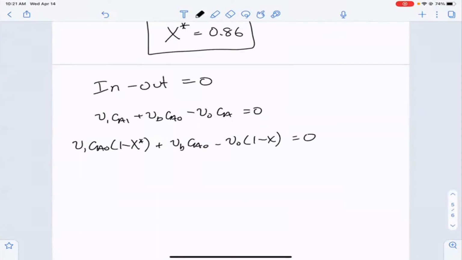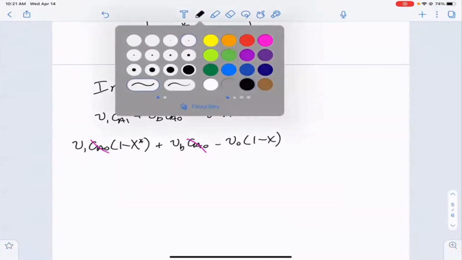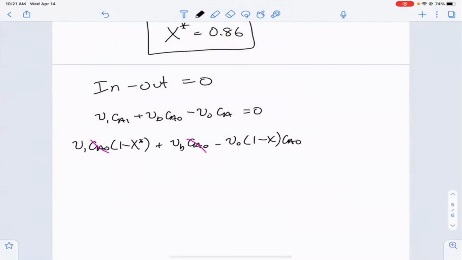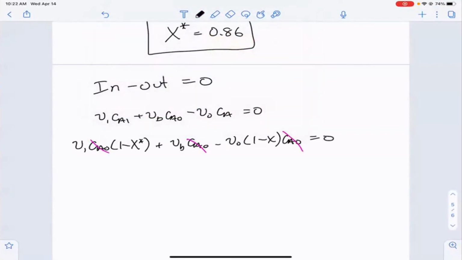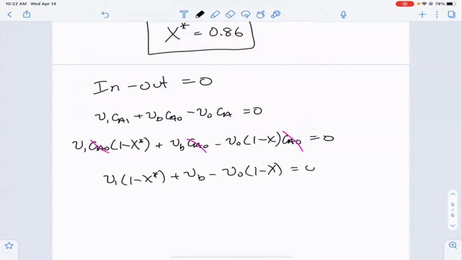And I said I would do this example a little differently, explicit in terms of the conversion we're looking for. So these CA0s are going to cancel. And in order to do that, I have to actually put all the CA0s. This is CA0 times 1 minus X, so those go away. And so now we get this expression that's just V1 times 1 minus X star plus VB minus V0 times 1 minus the conversion is equal to 0.